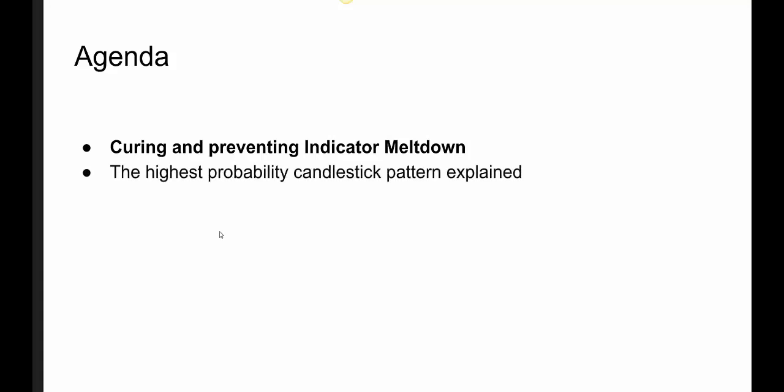Curing and preventing indicator meltdown can be the first thing. Here's the agenda for today. The second thing we're going to do, I'm going to show you guys my best pattern. But very importantly, we're not going to just show you the pattern. I'm going to show you what's even more important than the pattern, and that's the process, how to find this pattern. Because anyone can have a pattern or an indicator, and they're totally useless unless there's a logical process behind it, mostly taking into account how the stock market actually works.